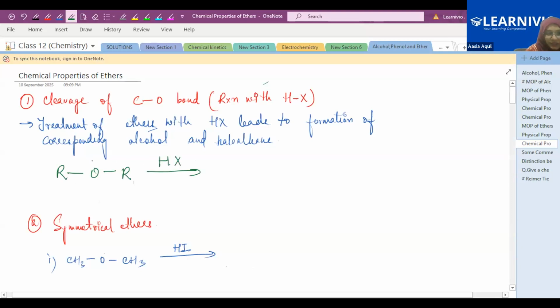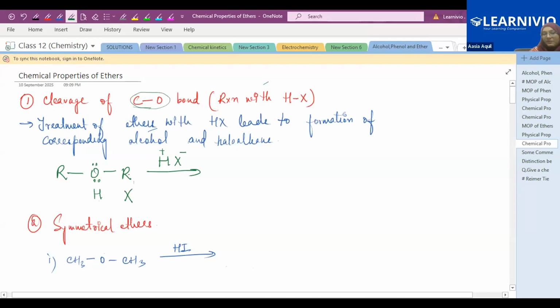This oxygen has a lone pair, right? Now this HX, halogen acid, will dissociate to form H plus and X minus ion, because halogen is electronegative, so X gets the negative charge and H gets the positive charge. This oxygen, which has a lone pair of electrons, will approach the hydrogen. So basically you can show it like this, the hydrogen over here and the X over here. Basically you have to cleave the C-O bond.